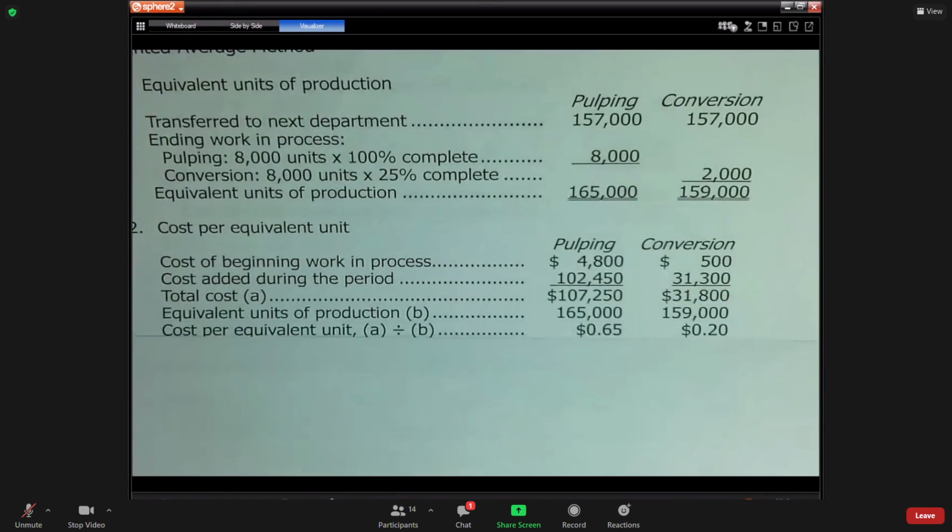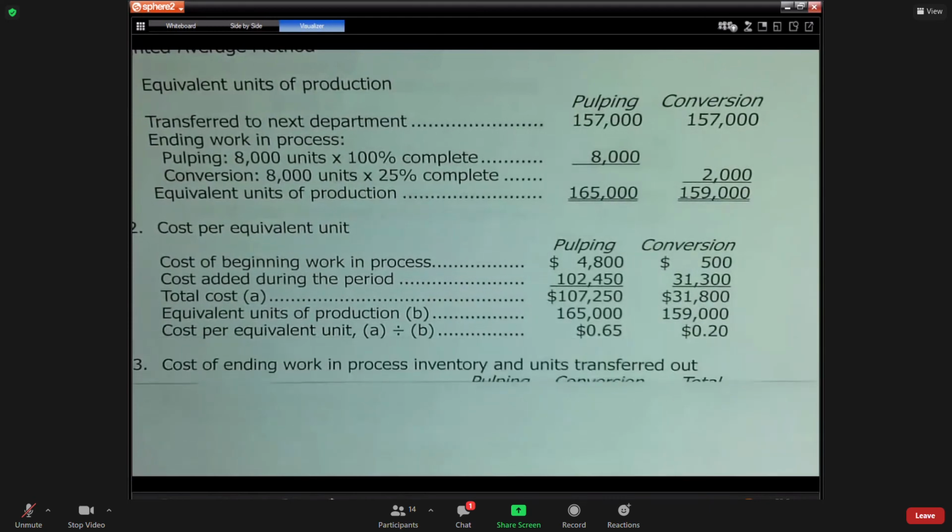107,250, and guess what? You get 65 cents per equivalent unit. We have 165 equivalent units. So that's why we took that total number of equivalent units divided into the cost for pulping, and we get 65 cents per unit. We have pulping costs. Conversion cost, again, they gave us what they had in the beginning, what they added. Here's the total cost for that time period, divided by the equivalent units, which is in step one. You drag it down to step two, divide it, and you get 20 cents.